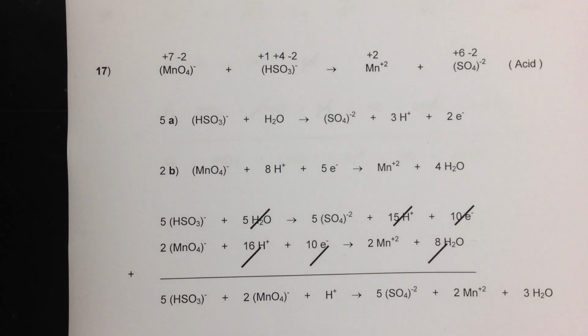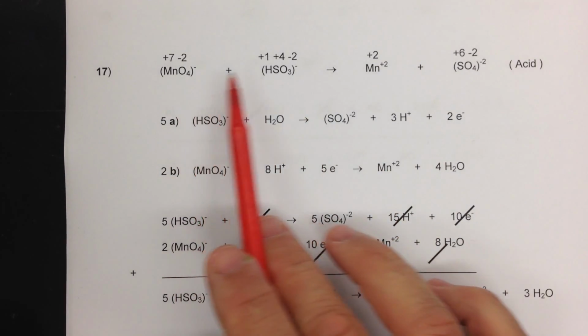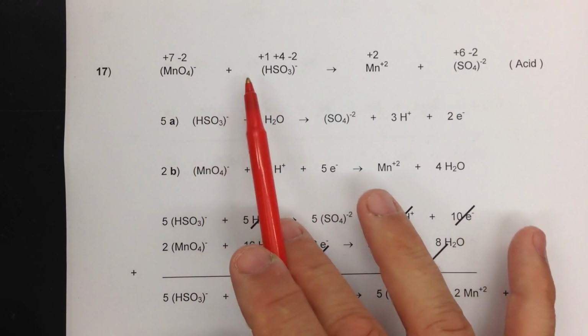What I'm suggesting on the back is to circle the item that was oxidized and to put a box around the item that was reduced. So I'm asking you to do that in the original unbalanced equation. So one of these was oxidized and one of these was reduced.